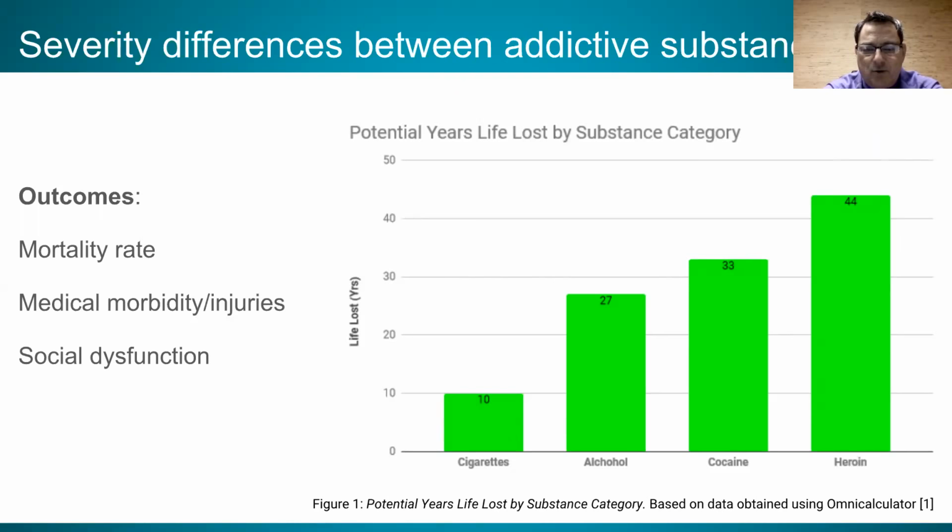And then of course other substances are serious as well, but because of the mortality rate with opioids, that's part of the reason that it's such an important public health issue at this point.